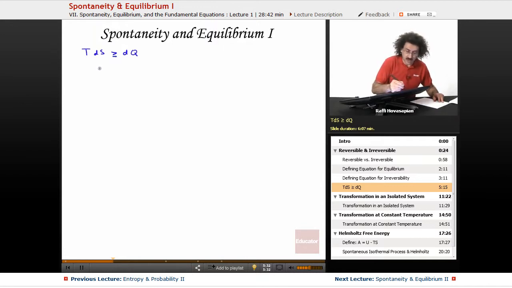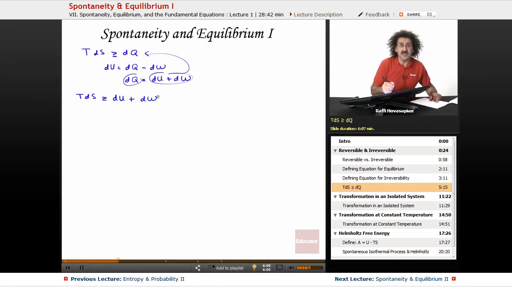Now let's go ahead and recall the first law of thermodynamics, our energy. We know that dU equals dq minus dW. Let's go ahead and rearrange that. Solving for dq, we get dq equals dU plus dW. And then we can put this expression for dq into here. So we end up with T dS is greater than or equal to dU plus dW.